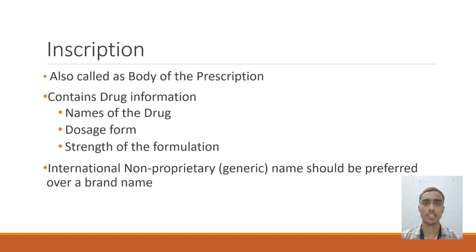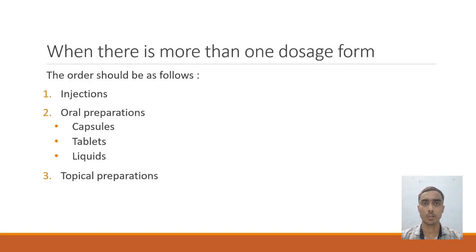Inscription is also called the body of the prescription, as it contains the drug information. There are the names of the drug, the dosage form, and the strength of the dose. If more than one dosage form is present, it needs to be written in a specified order. And the order is first of all injections, followed by capsules, tablets, liquid preparations, and finally topical preparations.